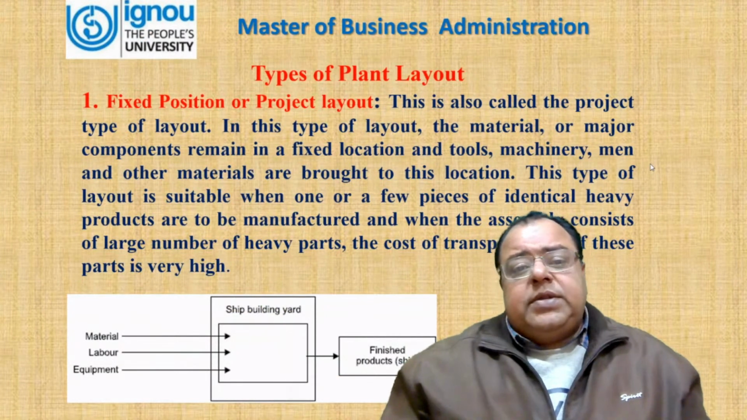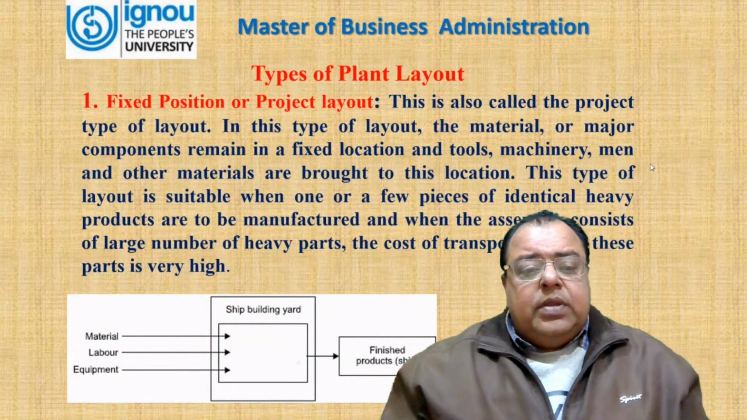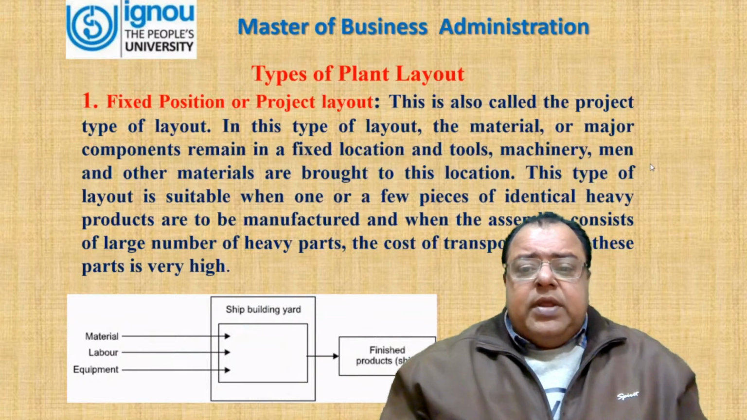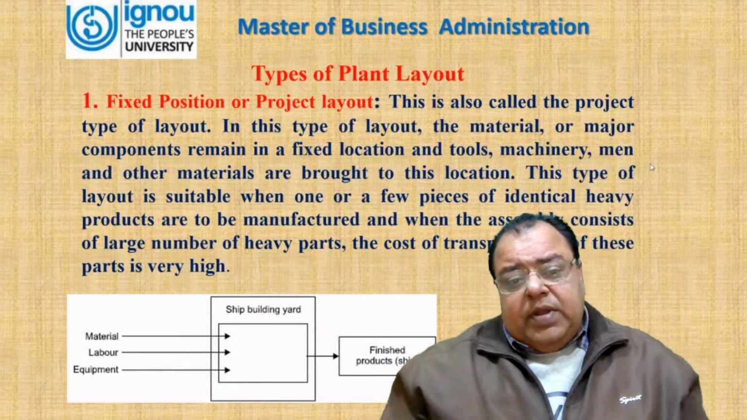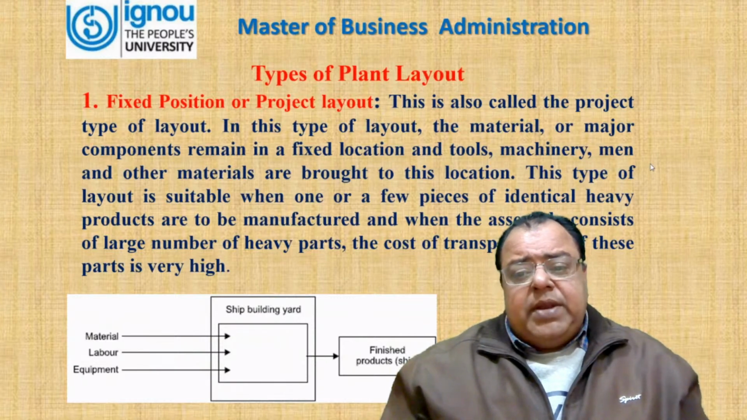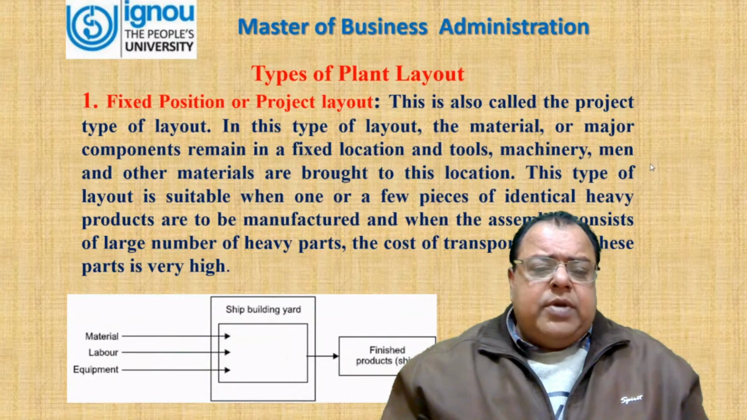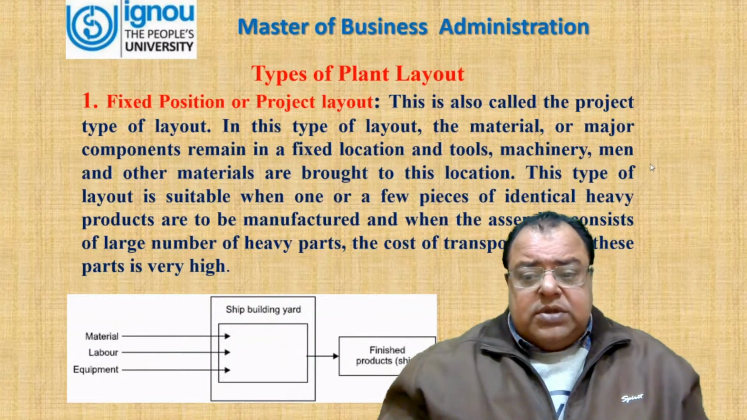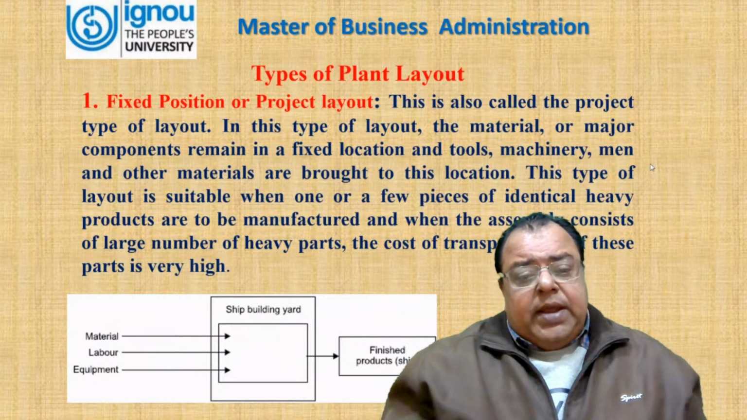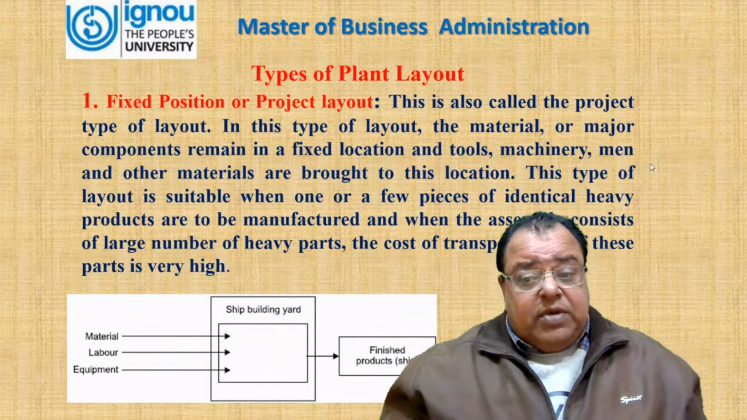The next part is types of plant layout. We start with fixed position or project layout. This is also called the project type of layout. In this type of layout, the material or major components remain in a fixed location, and tools, machinery, men, and other materials are brought to this location.